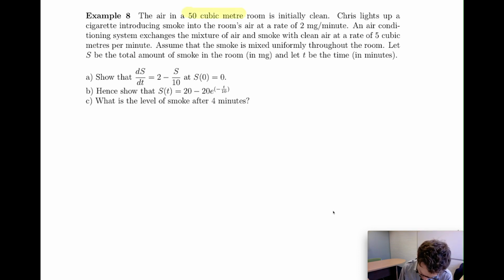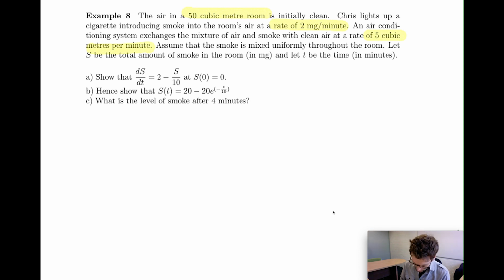So we have a 50 cubic meter room. We're adding smoke at a rate of 2 milligrams per minute. And we also have an air conditioner running that's taking out whatever air and smoke mixture we have at a rate of 5 cubic meters per minute. So we need to figure out what is the relationship relating the amount of smoke in the room in milligrams and time.